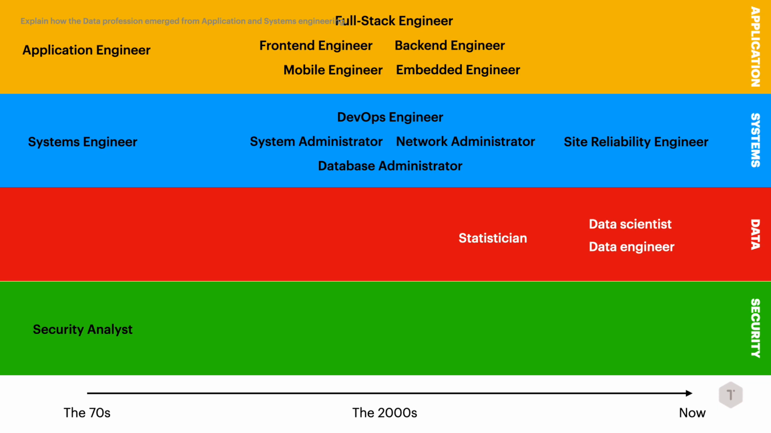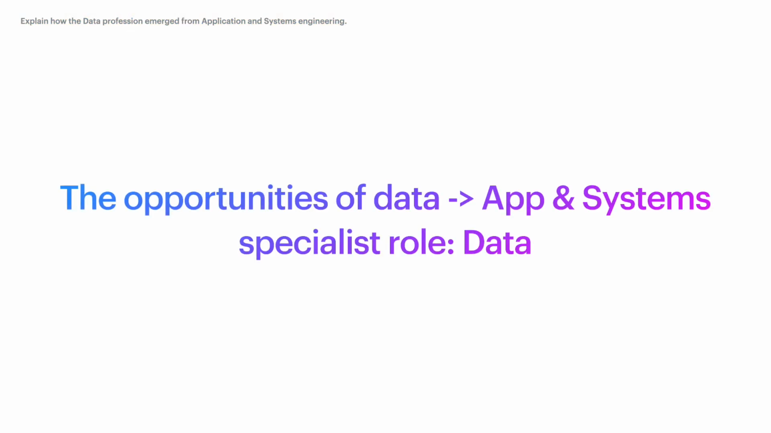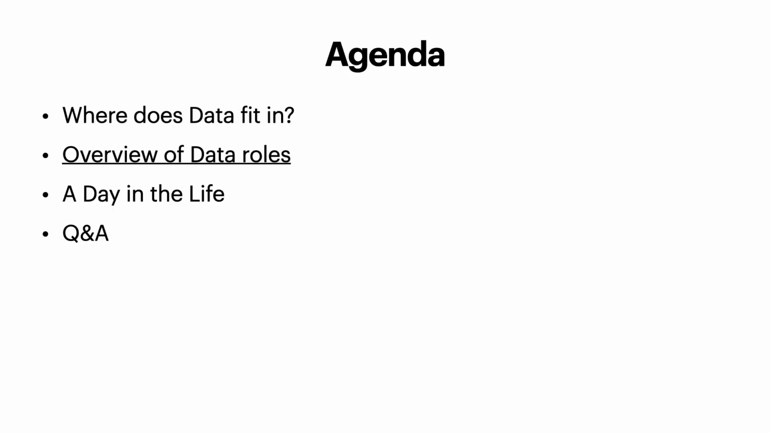It emerges in the mid-2000s in response to the opportunities of data that companies saw. And what happened is that statisticians started to combine application skills, that's writing programs, and system skills, that's managing machines, to create a specialist role of data. So that's how it happens. They emerge from applications and systems engineering because the opportunities in the mid-2000s provide them the need to do so. And companies start to fund it. Okay, so that's how data fits in.